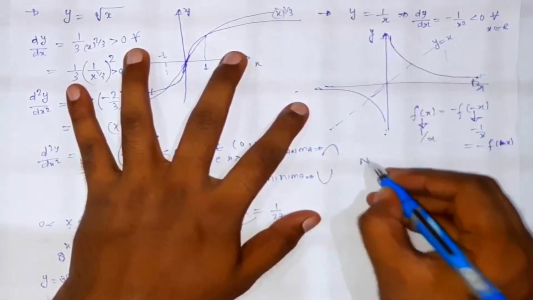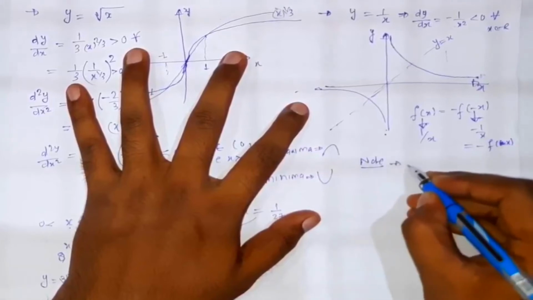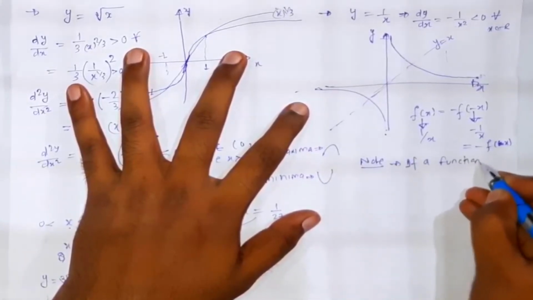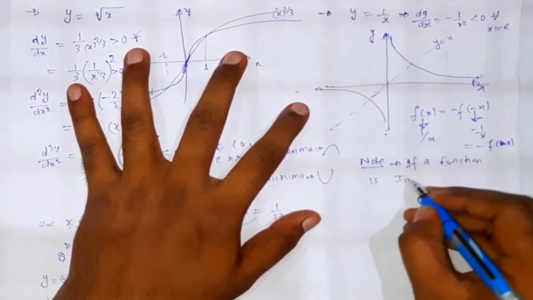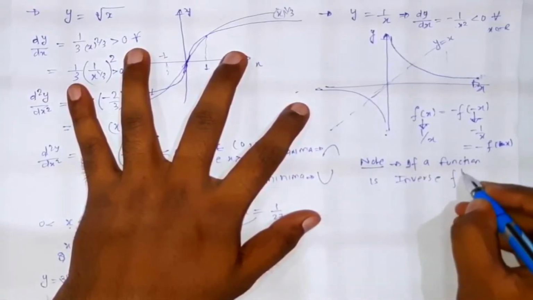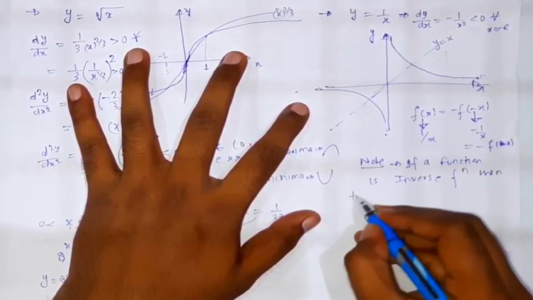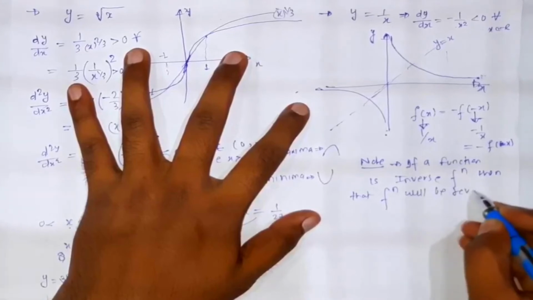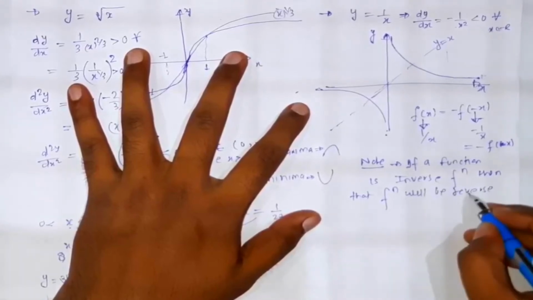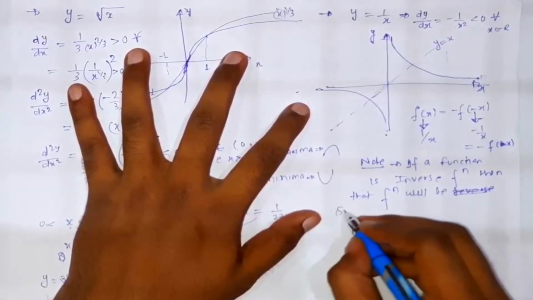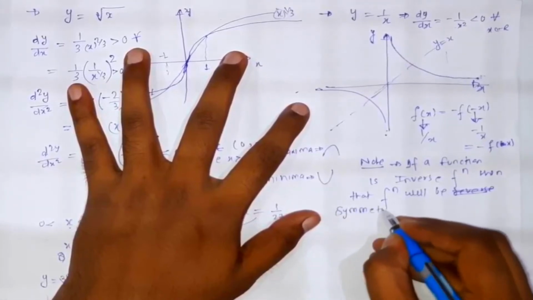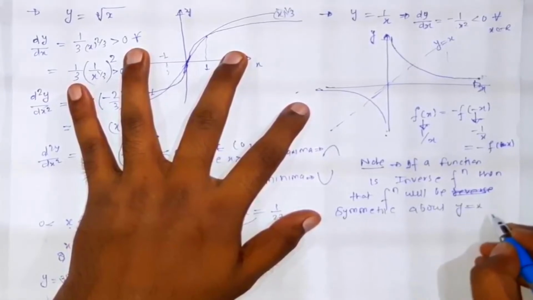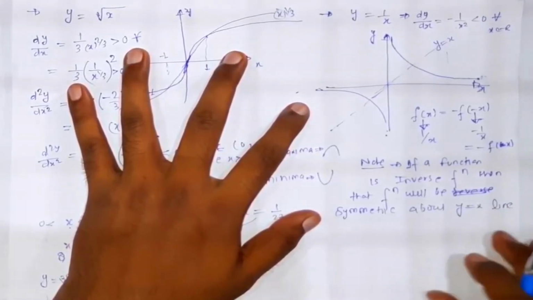So note, we can say that if a function is an inverse function, then that function will be symmetric about the y = x line. I hope it is clear to all of you.